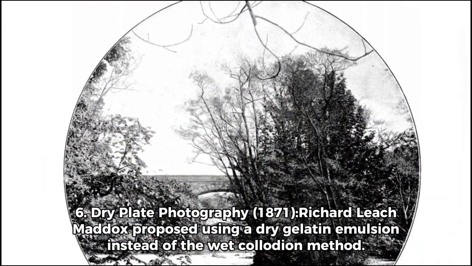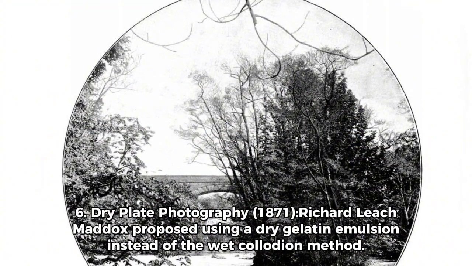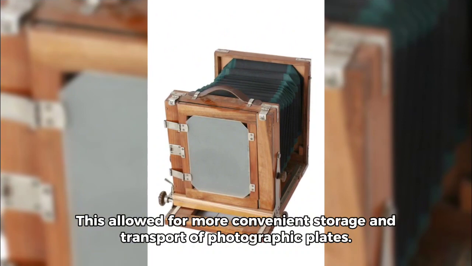6. Dry plate photography, 1871. Richard Leach Maddox proposed using a dry gelatin emulsion instead of the wet collodion method. This allowed for more convenient storage and transport of photographic plates.